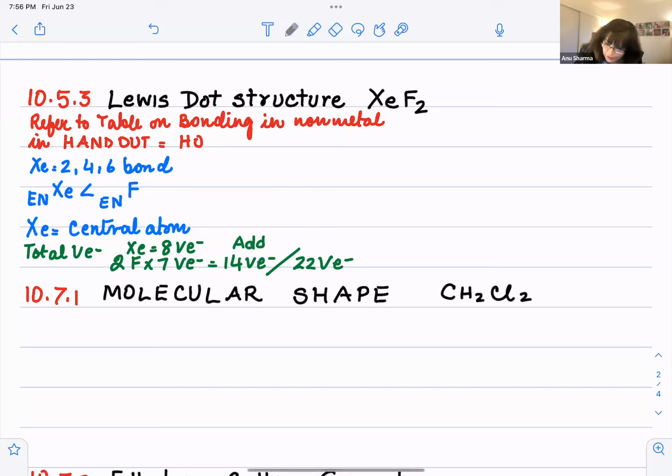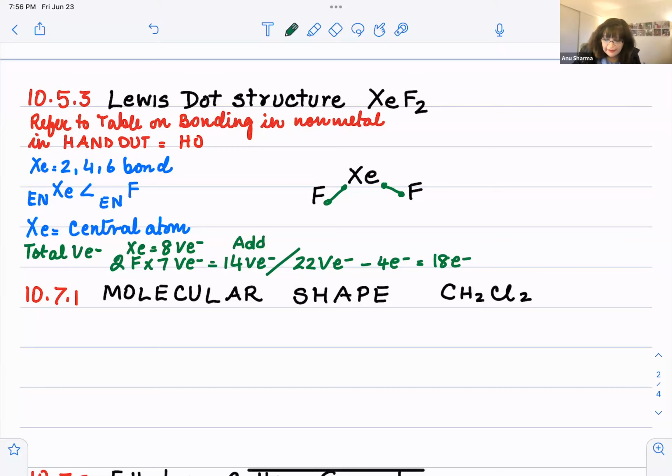Let me just put this here, more space. Xenon, and you put fluorine on one side and the other fluorine on the other side. Now what you're going to do, you're going to connect them first with a single bond. When you connect them with a single bond, how many electrons did you use? You used 2, right? 4. And then 22 minus 4 electrons gives you 18 electrons.